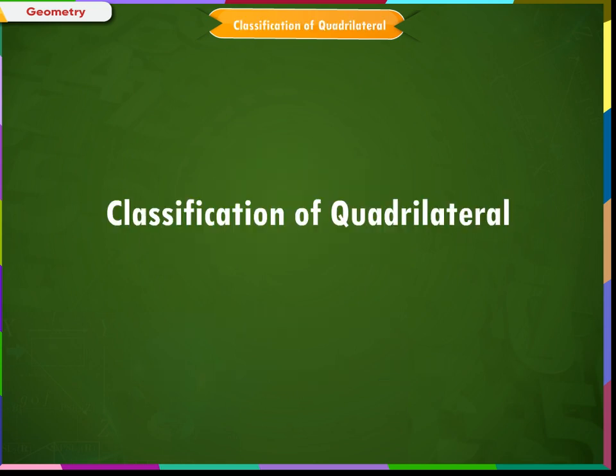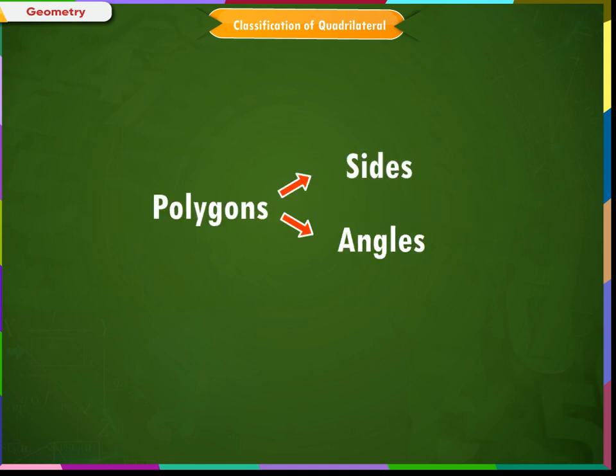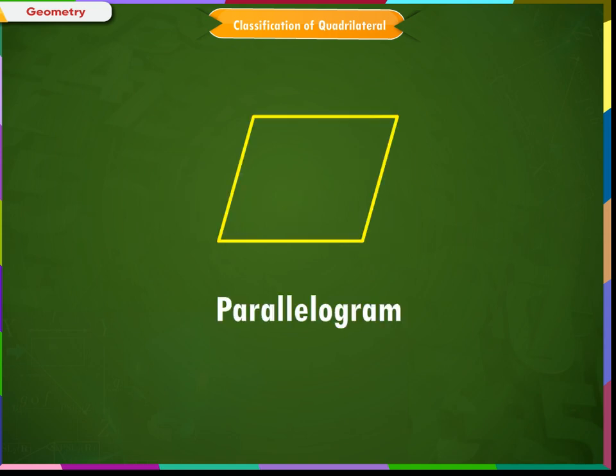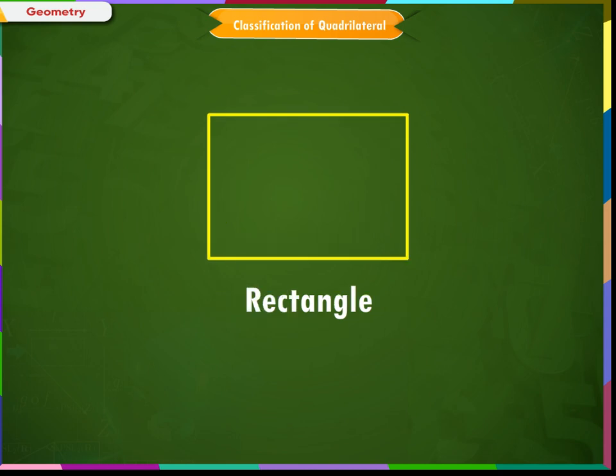Classification of quadrilaterals. We know how to classify polygons by their sides and by their angles. For example, we know that quadrilaterals have 4 sides and 4 angles. A parallelogram has 2 pairs of parallel sides. We can classify special parallelograms by whether they have equal sides or by their angles. A rectangle is a parallelogram with right angles.